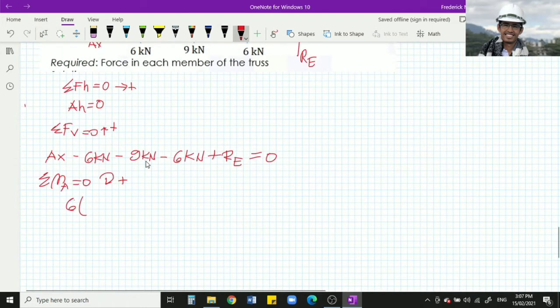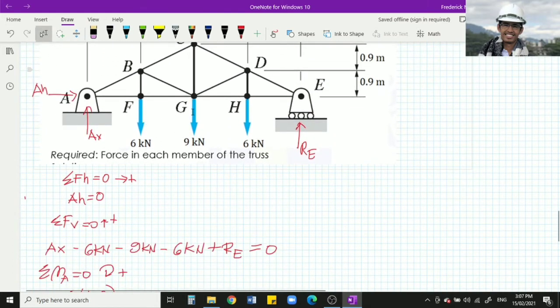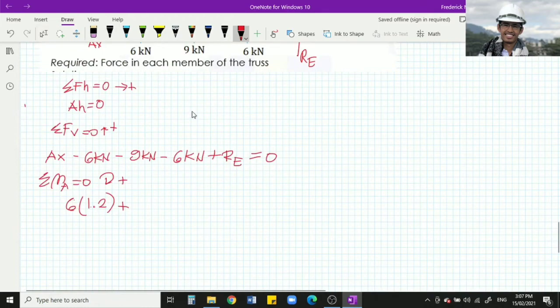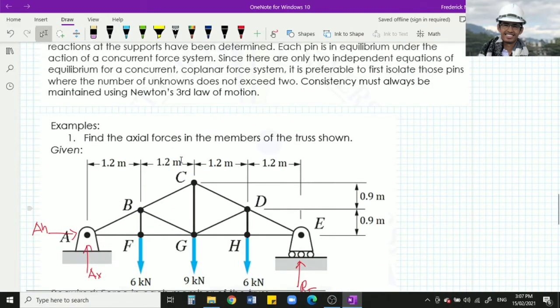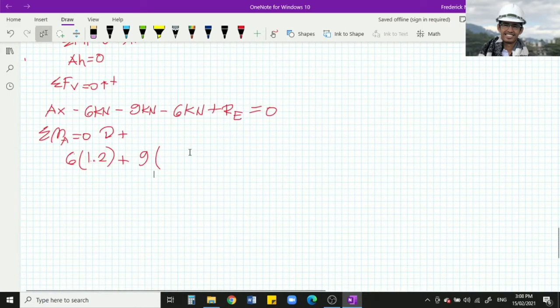So, 1.2 plus. Clockwise siya, kaya positive. So, itong 9 kilonewton at 6 kilonewton, that will be positive lahat yan. So, that will be 9 times... ano yung distance niya? 1.2 plus 1.2. So, that will be 2.4.